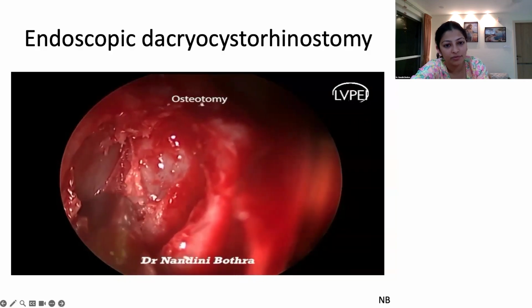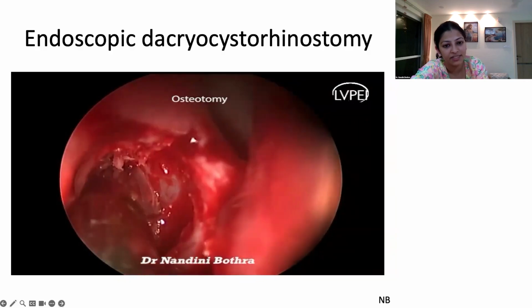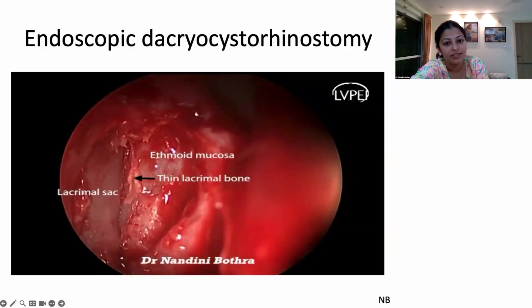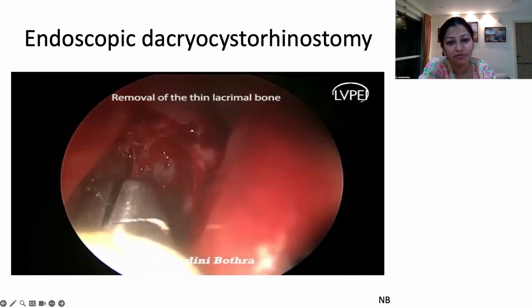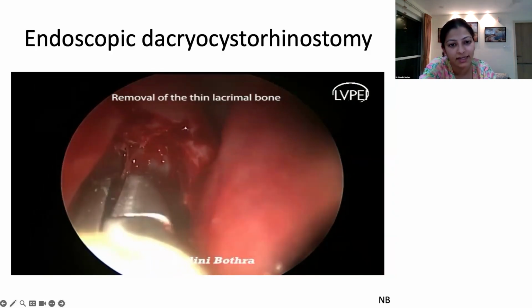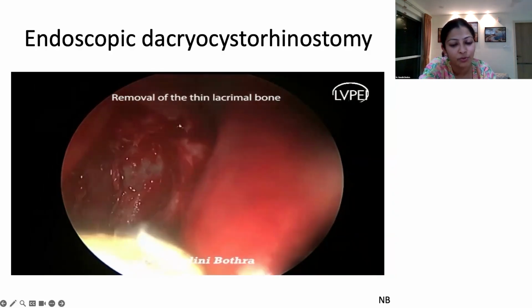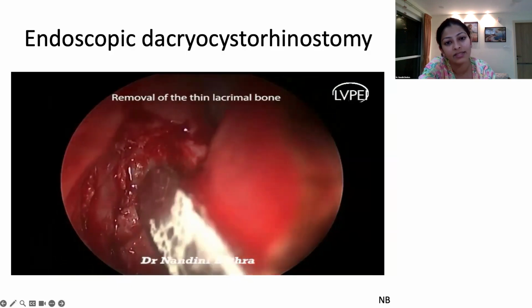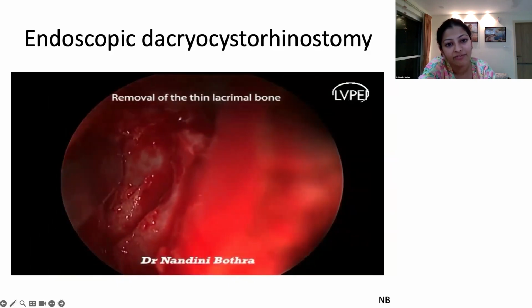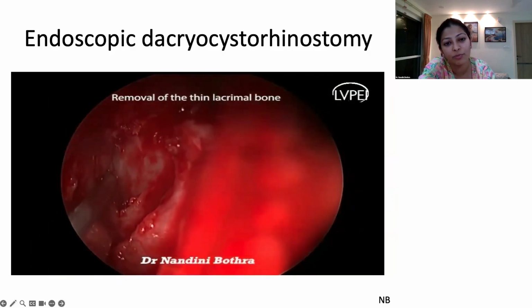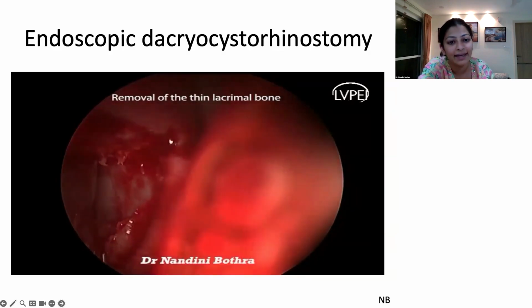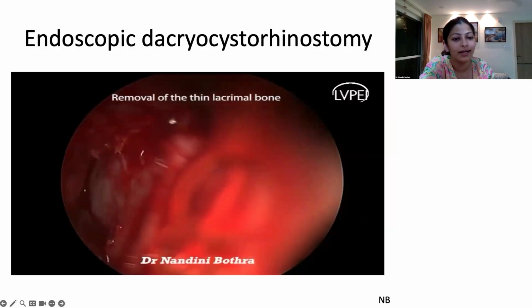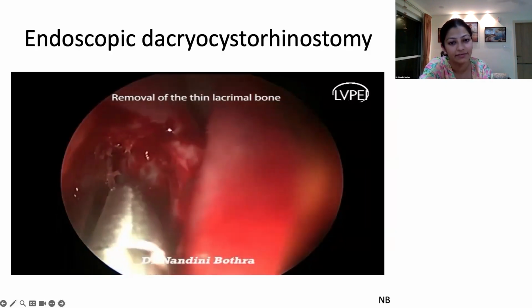This thin bone that is being reflected from the surface of the sac is your lacrimal bone. This bone can just be removed with the help of an alligator forceps. So this is the alligator forceps. Be careful not to pull any mucosa, else that will cause bleeding. If it is attached to the mucosa, you can use your periosteal elevator to separate the bone from the mucosa and then just remove that bone. It comes off very, very easily.